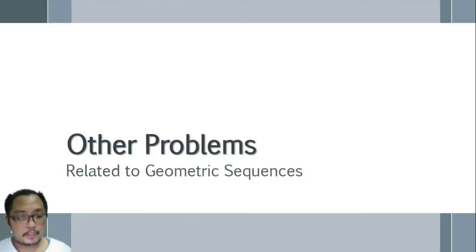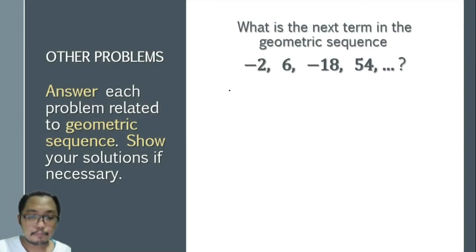And now let us proceed with problems related to geometric sequences. Here, we are expected to answer each problem related to geometric sequence. Show your solutions if necessary. The question is, what is the next term in the geometric sequence? The general idea is to come up with a common ratio so that we know what exactly is the number being multiplied with this last number, 54, to give us the next number.